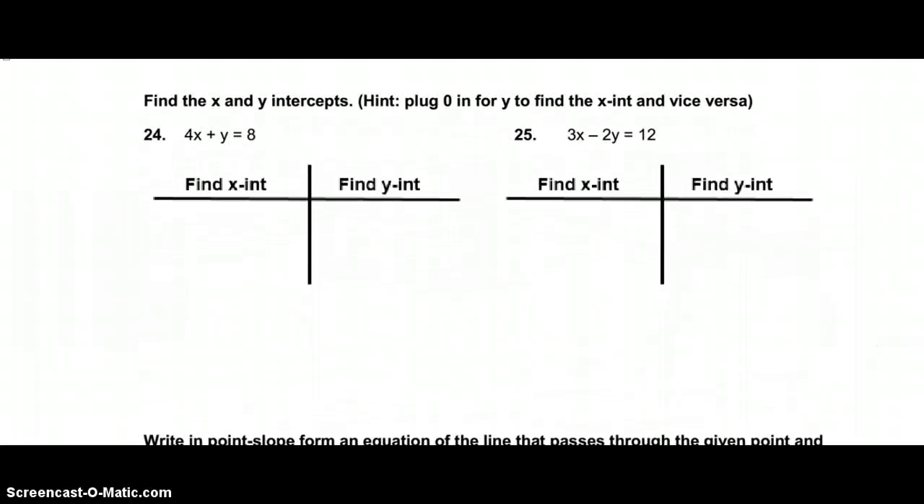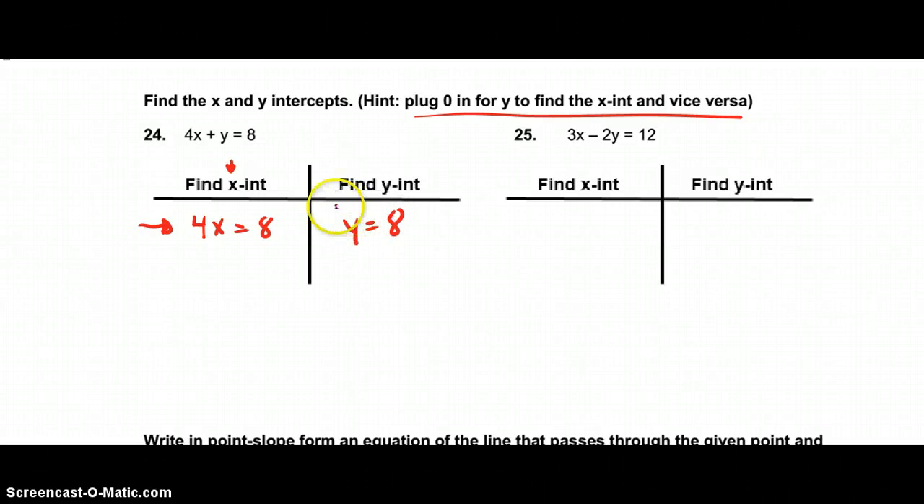Last page. Find the x and y intercepts. Here's your hint. 0 for y if you're looking for the x, 0 for x if you're looking for the y. So if I want to find the x-intercept, I don't care about the y. So I'm going to act like this doesn't exist and just see 4x equals 8. So 4x equals 8. Of course, I do not want 4 of them, so solve for 1. Now I'm looking for the y. So the x does not exist. X becomes 0. Y equals 8. Well, thank you. That's an easy one. I'm done because I have one y.